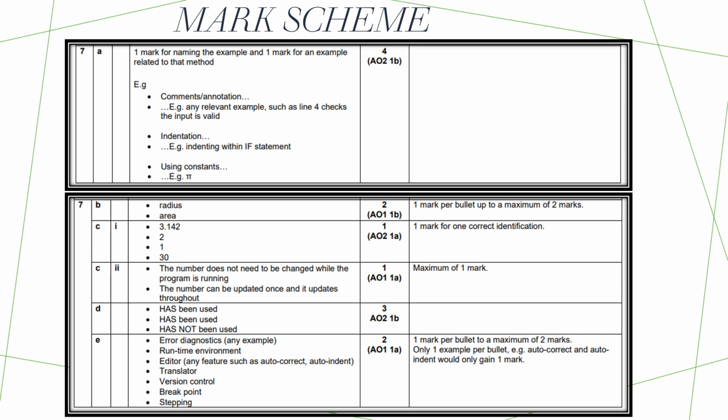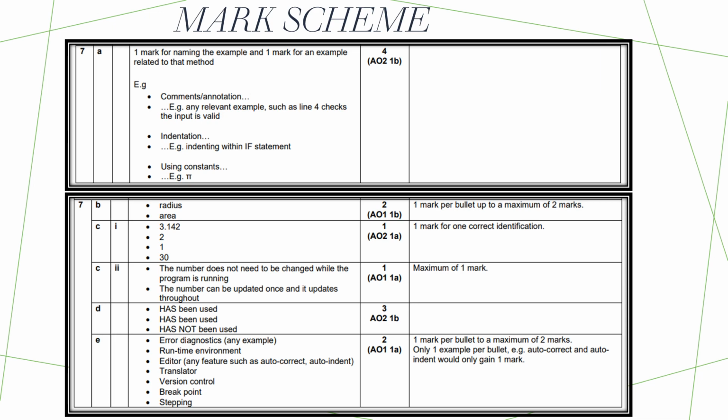Finally, you can have any of these features. So you can have error diagnostics, for example, finding errors in the code, a runtime environment, editing techniques such as autocorrect or auto-indent, a translator, breakpoint, stepping, and version control. Any of those are okay. However, if you've put autocorrect and auto-indent, they are both forms of editor. So they're both features that come with the editor. So you can't have that.